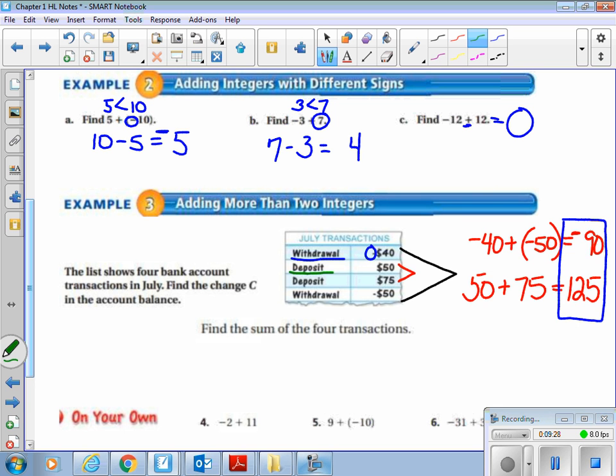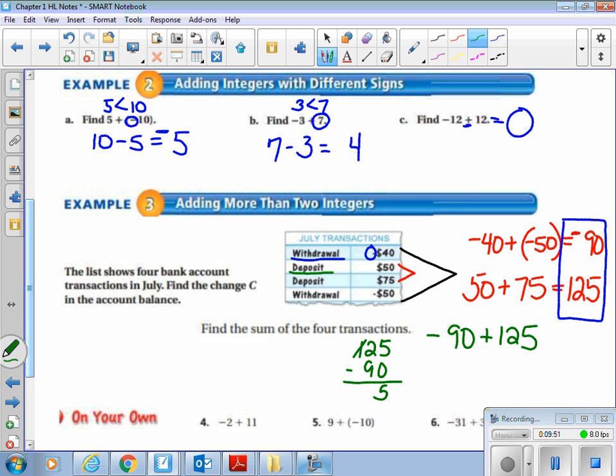So negative 90 plus 125. Now my signs are different. And when my signs are different, we really subtract the numbers. So I'm going to line them up vertically to make it easier to subtract, starting with the bigger number, 125 minus 90. 5 minus 0 is 5.